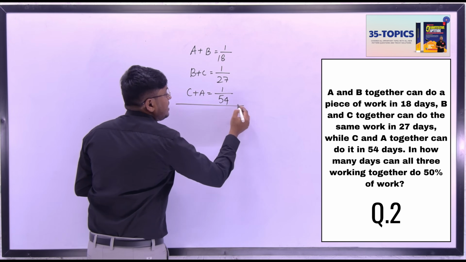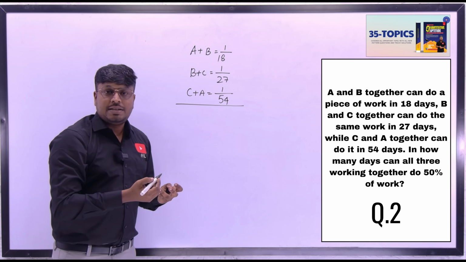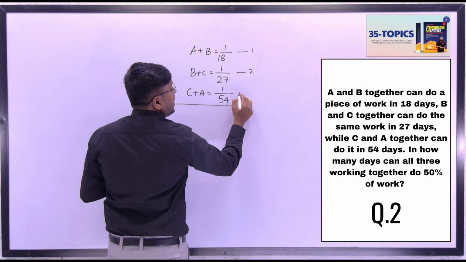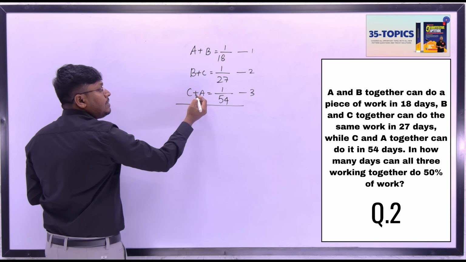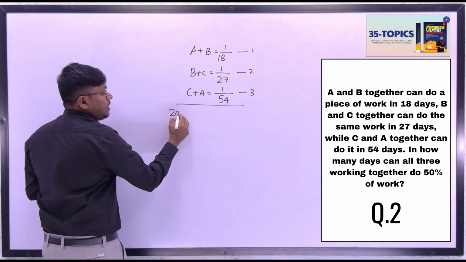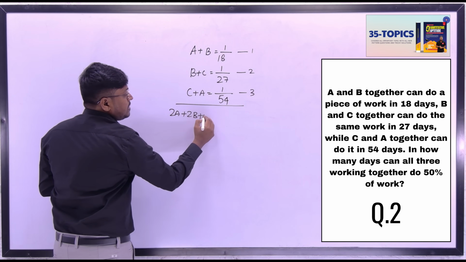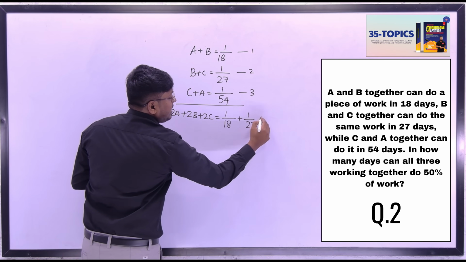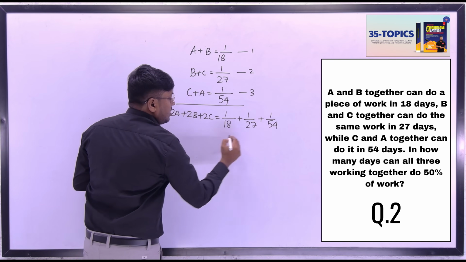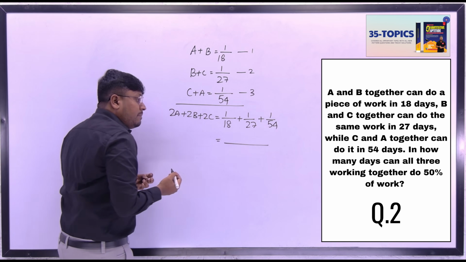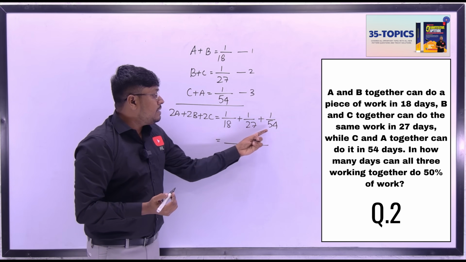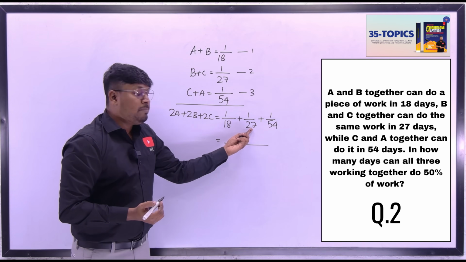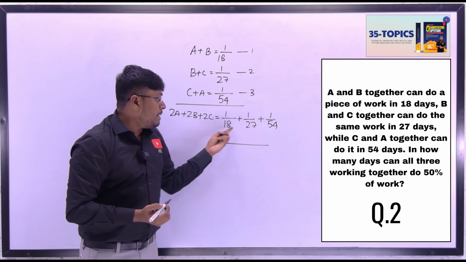And we know the logic, right? We already learned this concept. If you add all three equations, let's call them equations 1, 2 and 3, A and A will be 2A. So 2B plus 2C, let's add all the values: 1 by 18, 1 by 27, 1 by 54. Now if you want to take the LCM, be a little bit faster. The larger number here is 54, and 54 is a multiple of 27 and of 18.